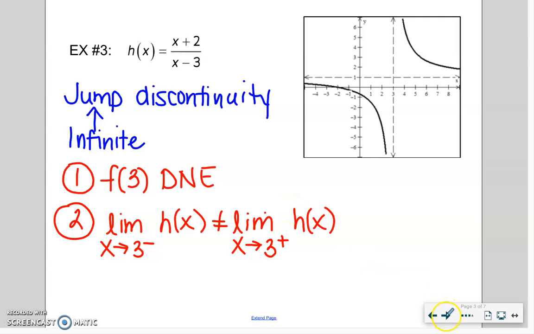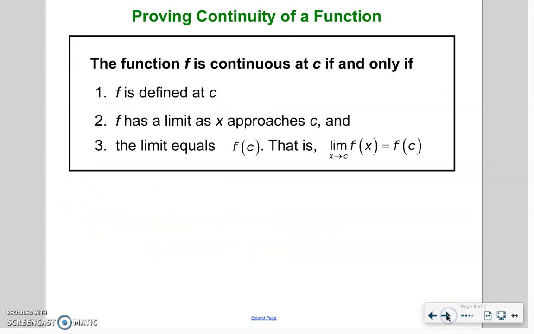Okay, so let's tie it all together. Here's the formal definition for how to prove that a function is continuous. Now, when I say prove, I don't mean you're going to look at a graph and say, oh, that's a smooth curve, or that's a line I could draw without picking up my pencil. That's not proving, that's just a visual aid.